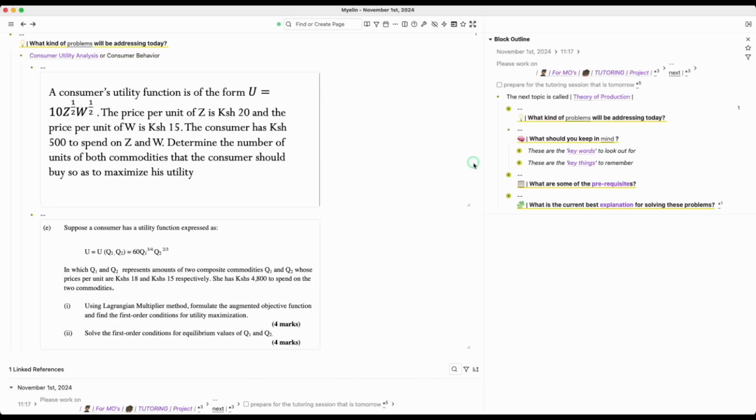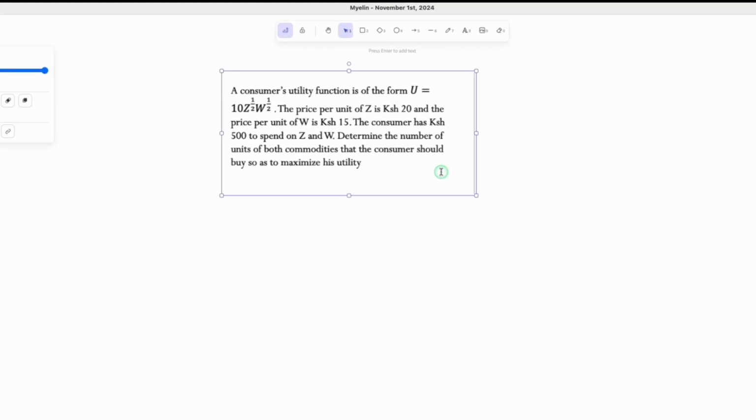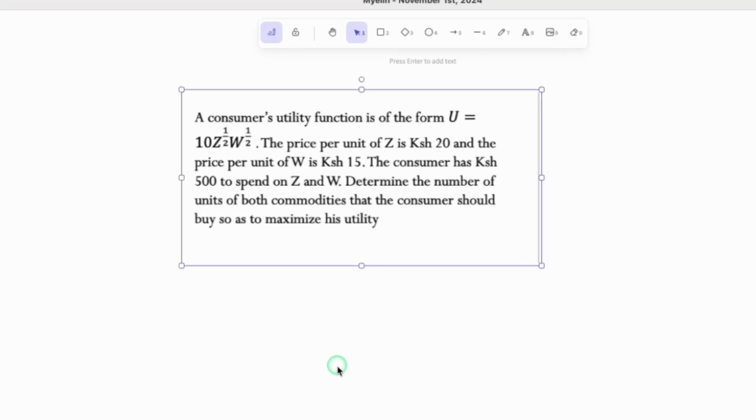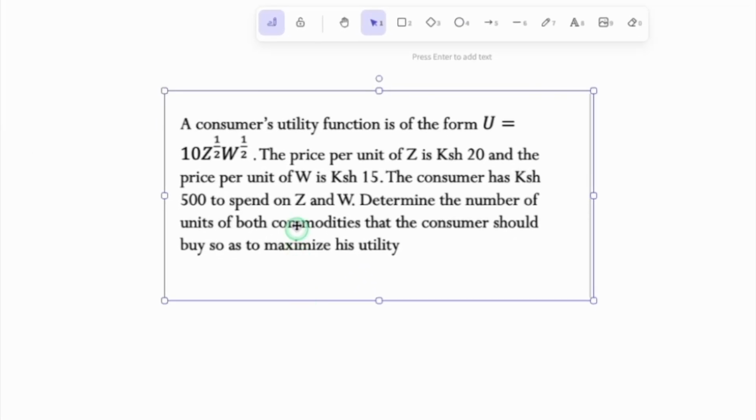But anyway, I just want us to zoom into the actual explanation of the question that we're going to solve. So let's have a look at this question. We're going to read through. A consumer's utility function is of the form MU is equal to that. The price per unit of Z is Ksh 20, and the price per unit of W is Ksh 15. The consumer has Ksh 500 to spend on Z and W. Determine the number of units of both commodities that the consumer should buy so as to maximize his utility.